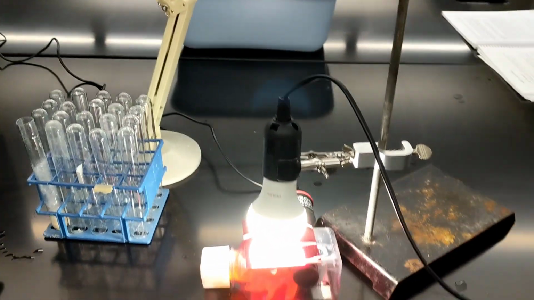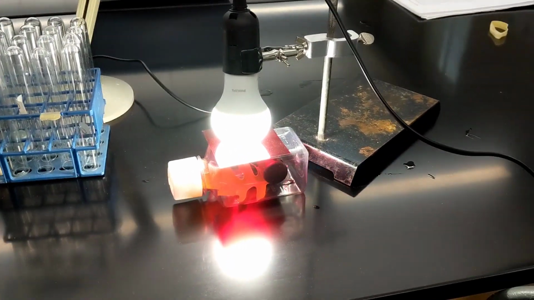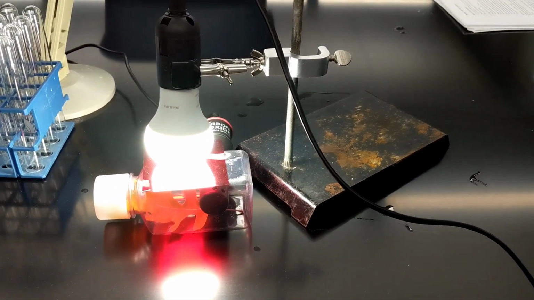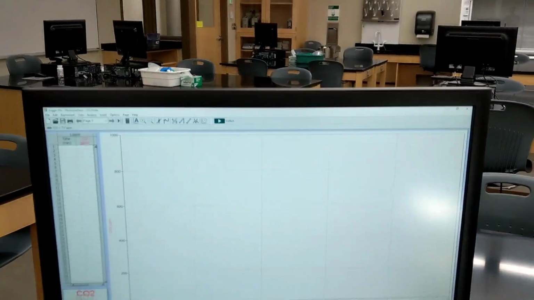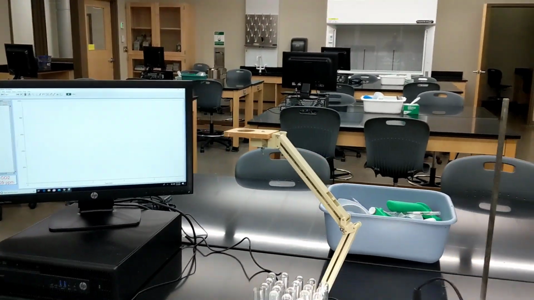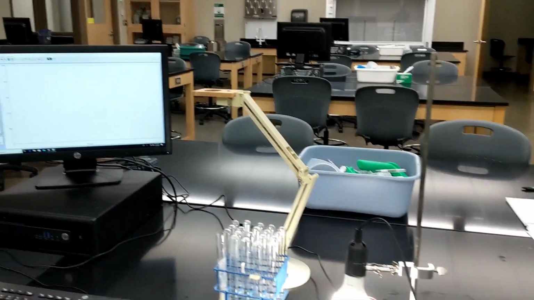Okay, so right now I am incubating this plant. It is sitting in there in this reddish light. And what we're going to do in a little bit is collect data on this computer, and we're going to see how much CO2 concentration changes over a 5-minute period.